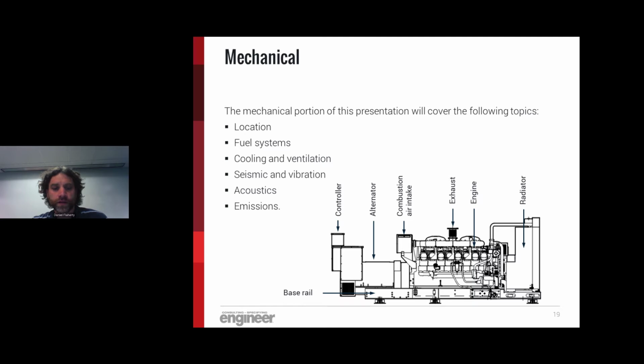Next component is really the heart of the generator, which is the engine. That's what's moving the alternator, and that's what's generating all the power, and where all the mechanical systems are basically in place to make sure that it's operating properly. And then lastly, on the right-hand side is the engine-mounted radiator. That basically comprises, similar to your car, a fan and a radiator coil to remove heat that comes off of the engine.